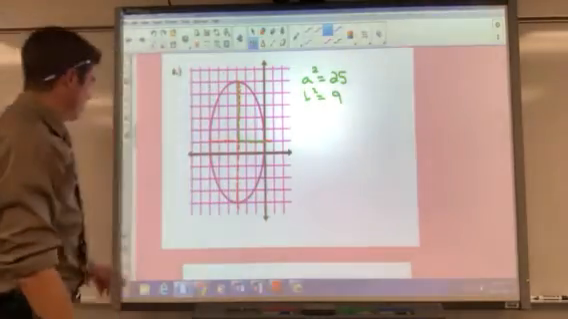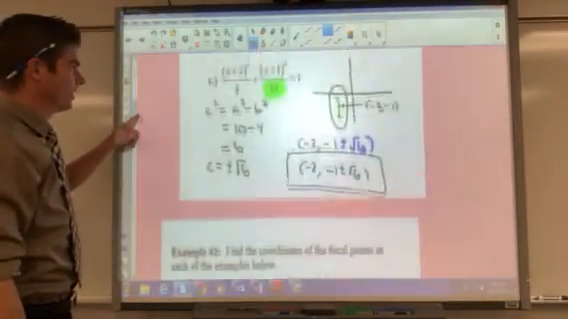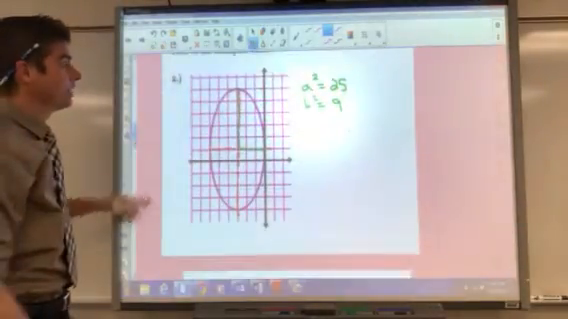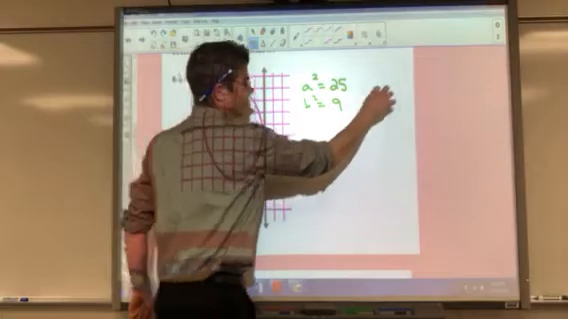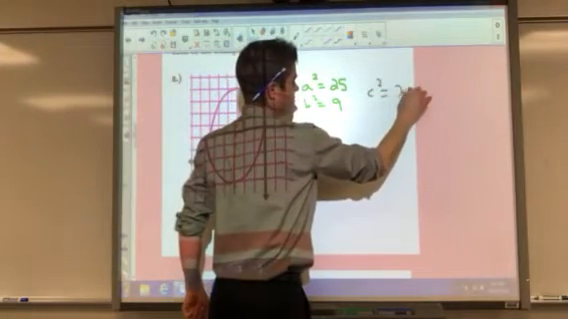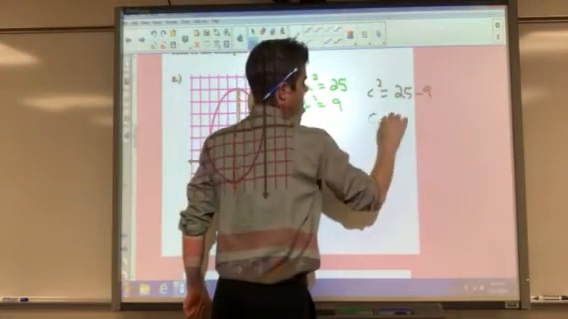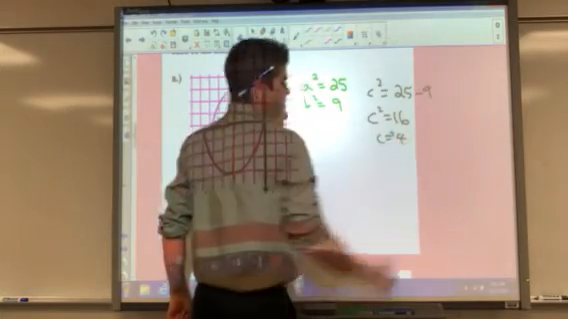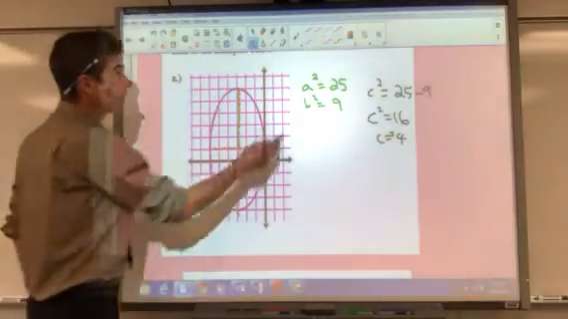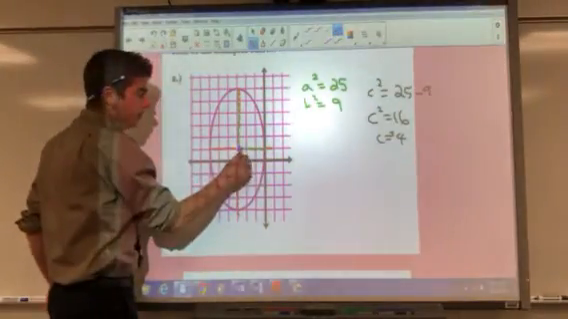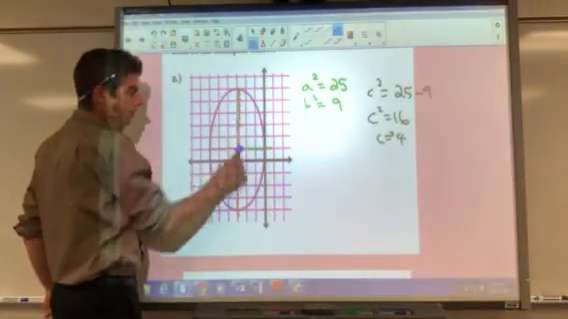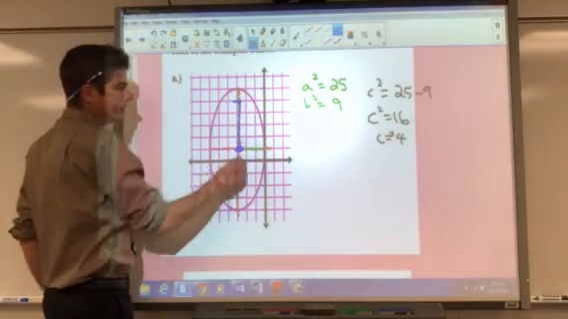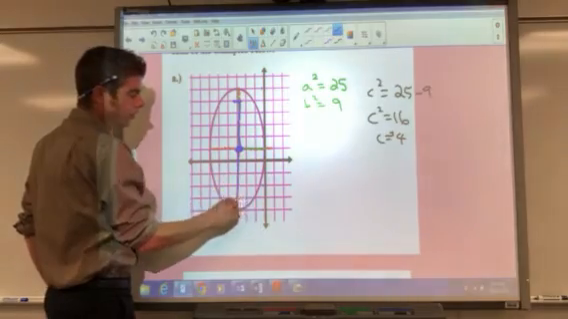That seems awfully familiar, no? Right, 25 and 9, same as an earlier example. So to get c squared, I could do c squared equals a squared minus b squared. C squared equals 16. C equals plus or minus 4. And so then I'm going to go plus or minus 4 from the center, and I'm going in the y direction. So actually, that's kind of nice. 1, 2, 3, 4. There it is. 1, 2, 3, 4. And there it is.